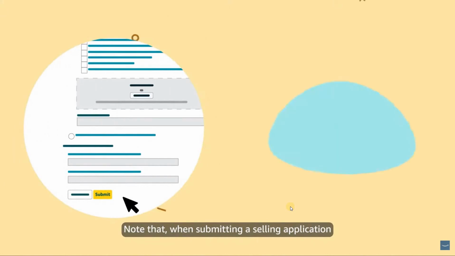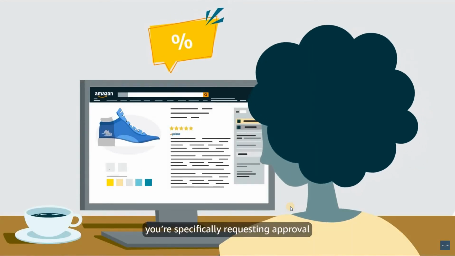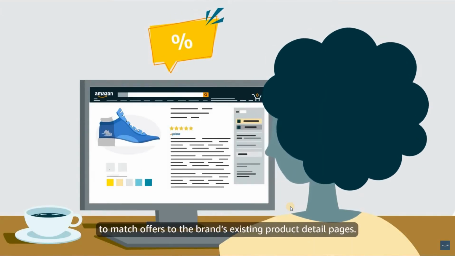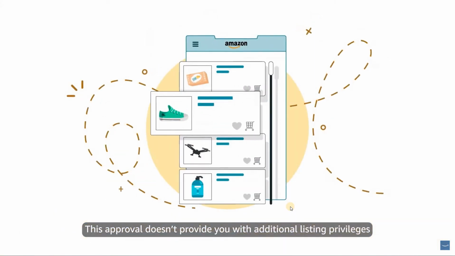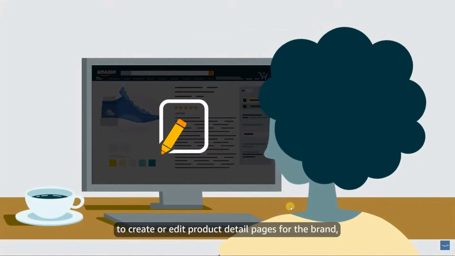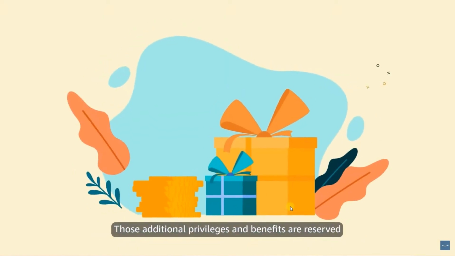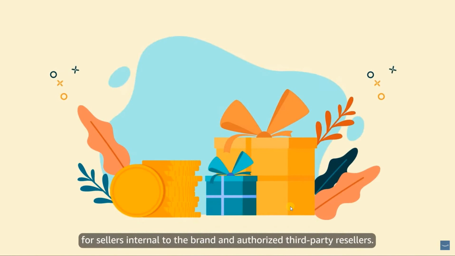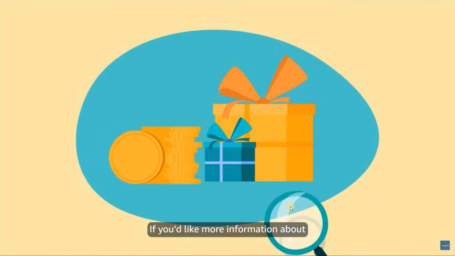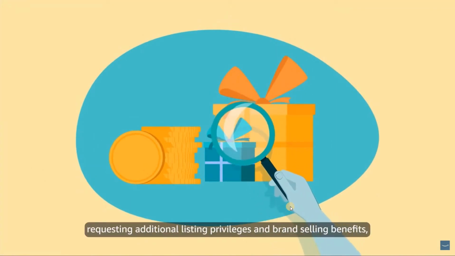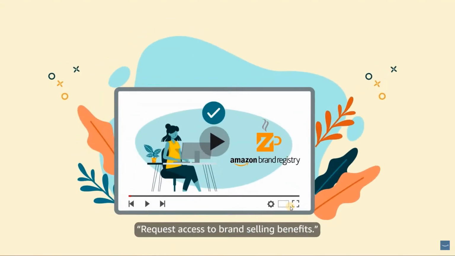Note that when submitting a selling application for a brand enrolled in Amazon Brand Registry, you're specifically requesting approval to match offers to the brand's existing product detail pages. This approval doesn't provide you with additional listing privileges to create or edit product detail pages for the brand, or access to brand selling benefits like stores and A+ content. Those additional privileges and benefits are reserved for sellers internal to the brand and authorized third-party resellers. If you'd like more information about requesting additional listing privileges and brand selling benefits, see our Seller University video, Request Access to Brand Selling Benefits.